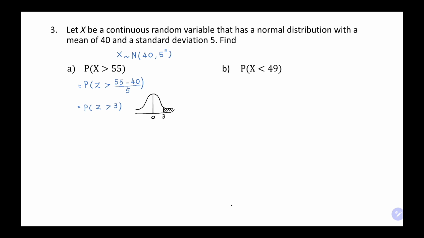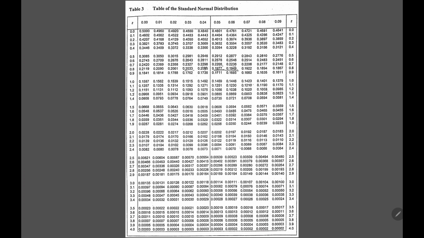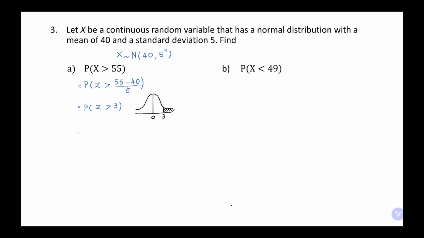To find P(Z greater than 3), the symbol is greater and the value is positive, so we can directly check from the table. Z greater than 3 means 3.00, so this value is 0.00135. So we get the answer 0.00135.